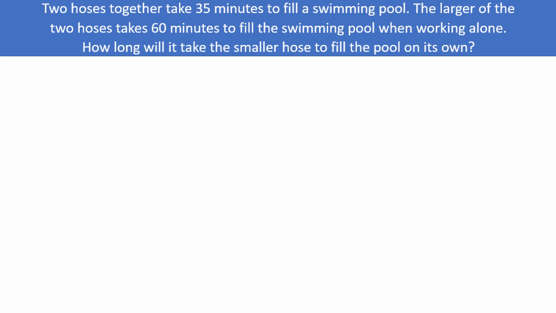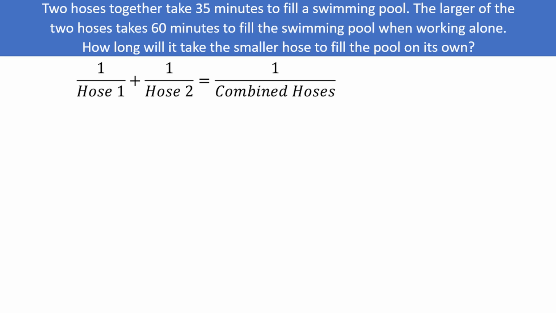Okay, this problem is very similar to the last one, but it's slightly different. Last time we had 1 over the hose 1 minutes plus 1 over hose 2 minutes is equal to 1 over the combined minutes. Use the same idea and just fill in the numbers where we have the information. It takes 35 minutes for the hoses to fill the pool working together, so the combined hoses amount must be 35, so we can fill that into the formula.